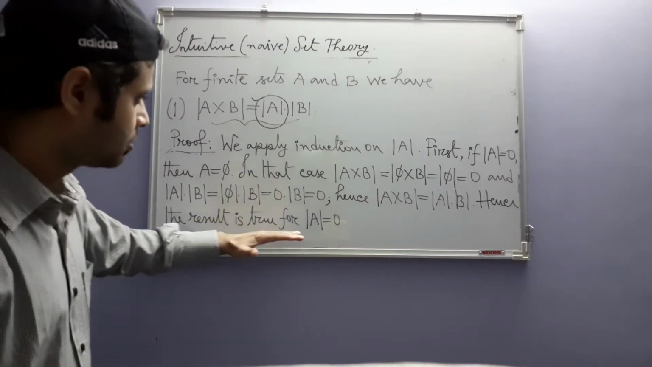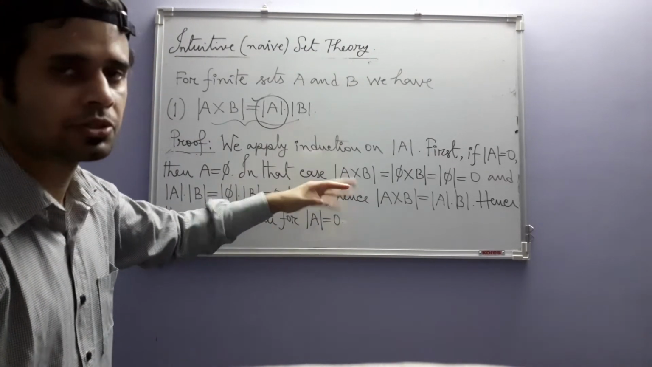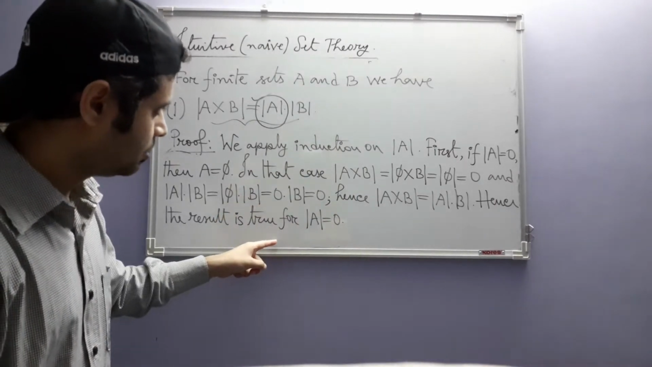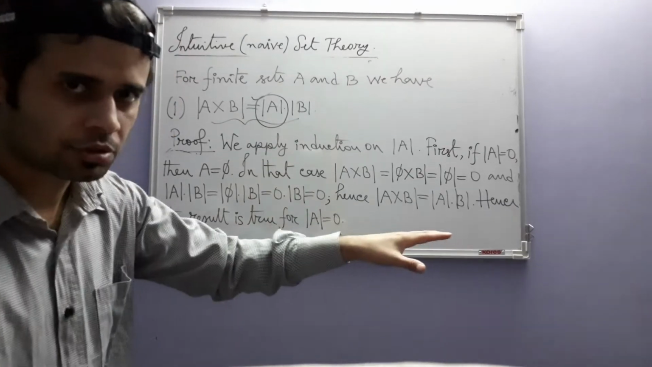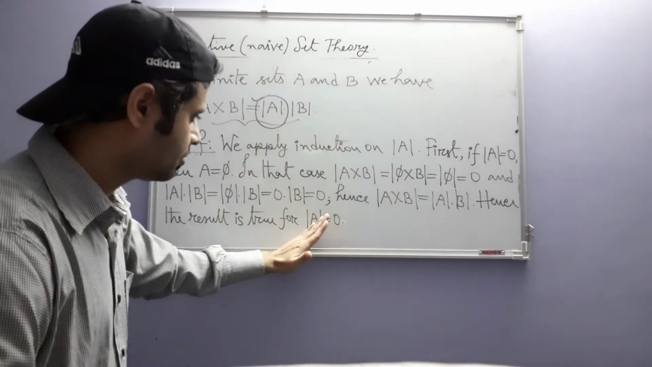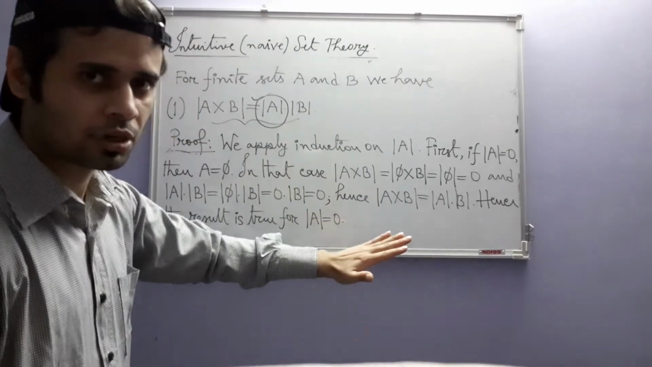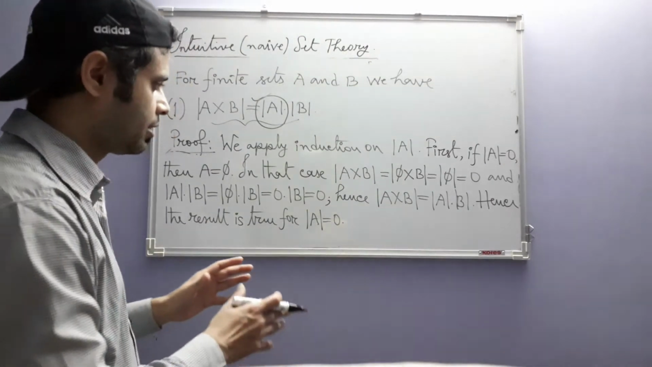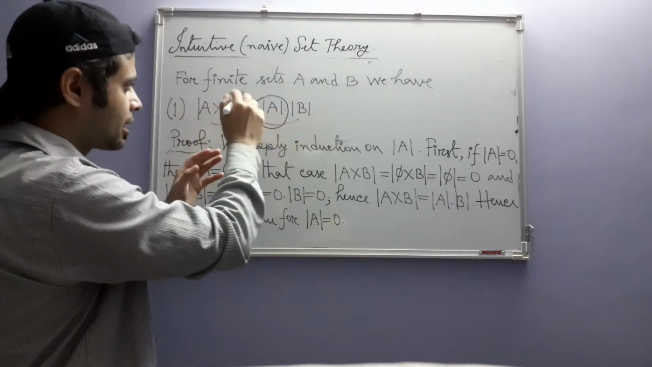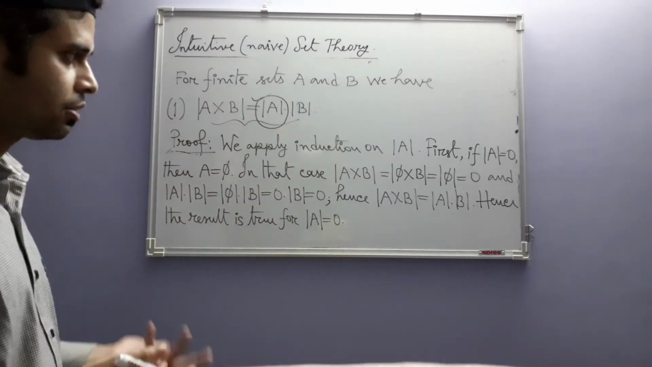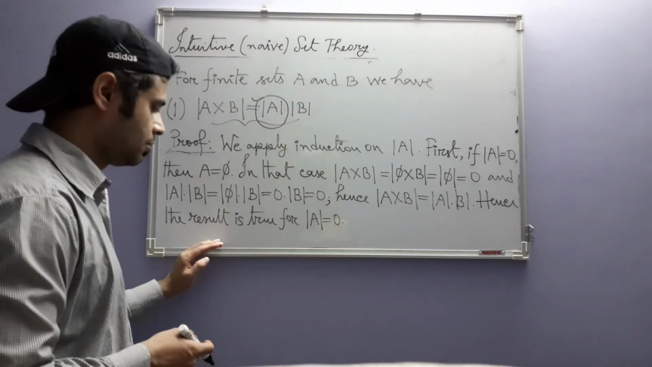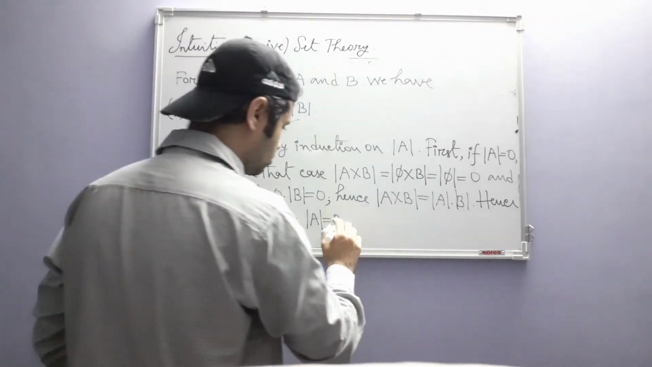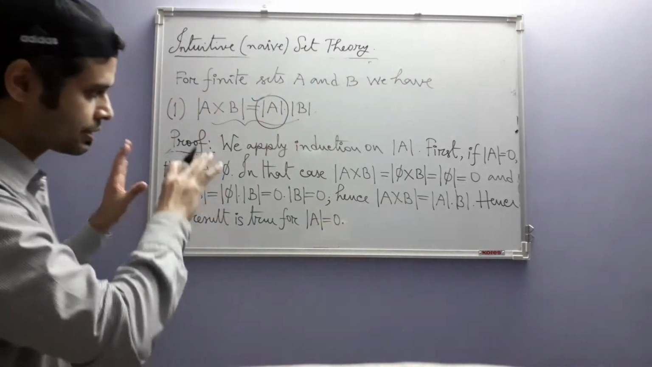Now this part where you show that something is true for 0 is called the basis of the induction. Then we have to show that if it is true for cardinality of A equal to k, then it is also true for cardinality of A equal to k plus 1. That is called the induction step. And the assumption that this is true for cardinality of A equal to k is called the induction hypothesis. These things will become clear as we do more induction proofs, so no need to worry about what something is called. Let us just go through the proof.